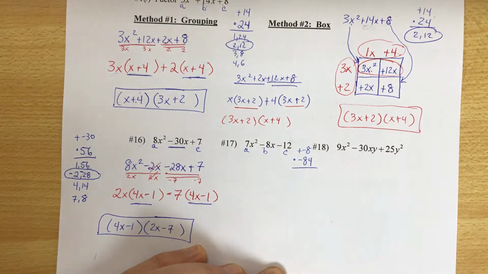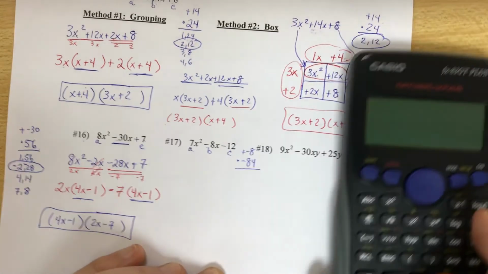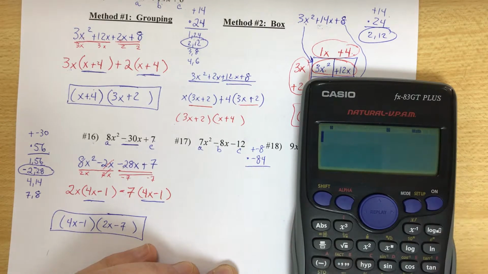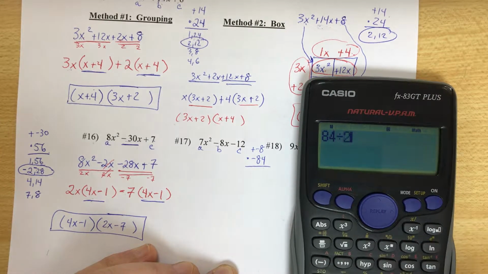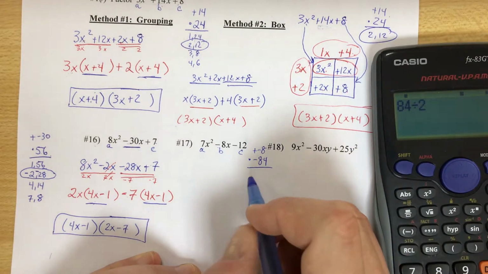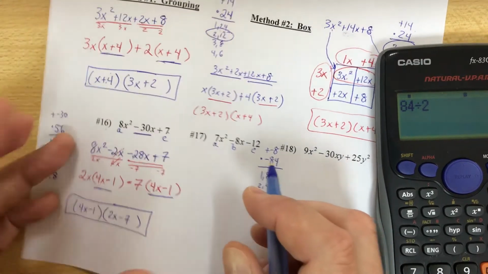Some of these you may want to use a calculator for, especially when coming up with your factor pairs, because it's important that you get all of your factor pairs. So 84, well, I know it's divisible by 1. Is it divisible by 2? Yes, because it's even. Okay, so we've got 1 times 84. We've got 2 times 42.